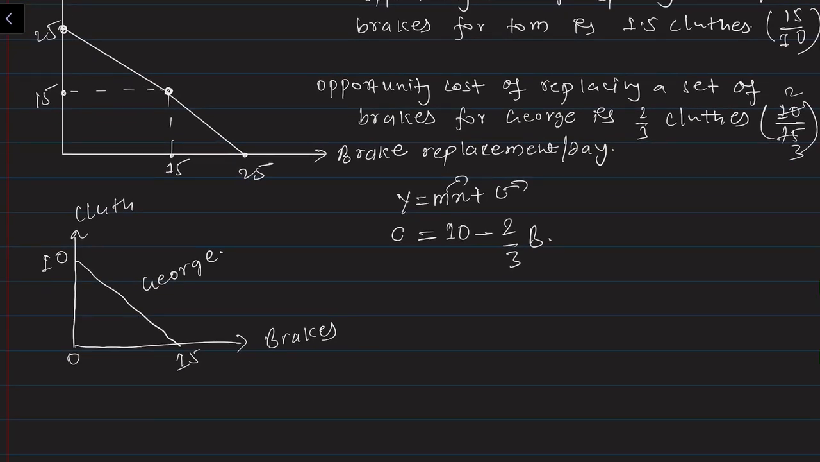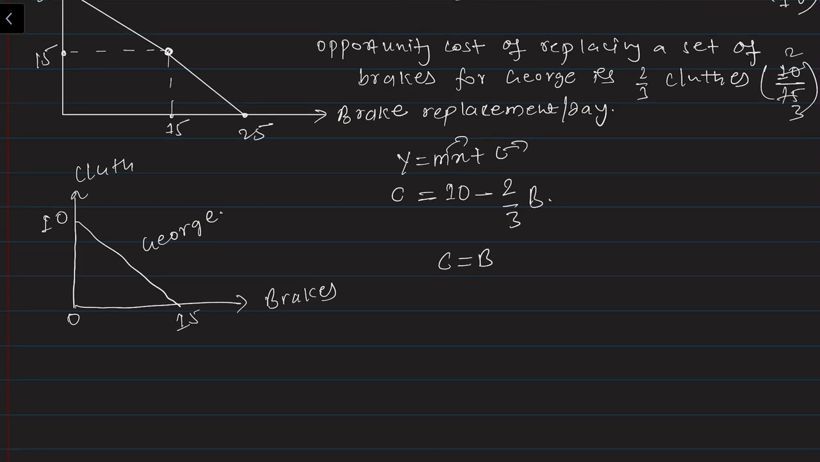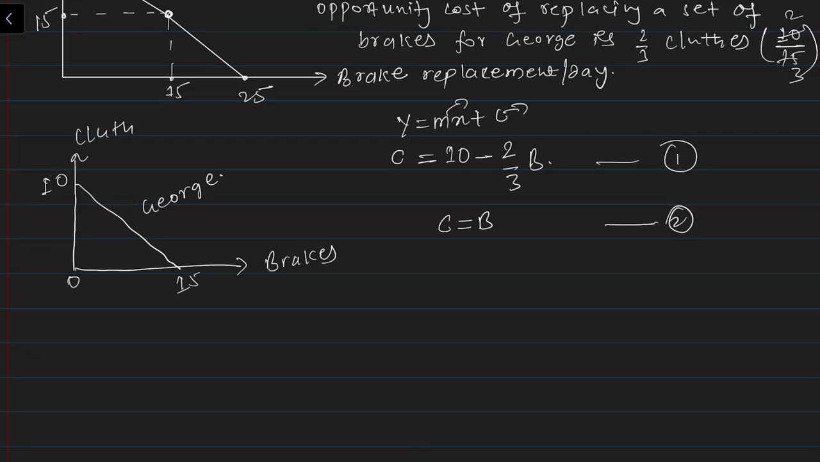Now since we are considering if George does not specialize, what is the amount of full services that George can do if he does not specialize? Full services means clutch replacement is equal to brake replacement, right? Now we have two equations, 1 and 2, so we can find out C and B, right? When we solve these two equations, we get C equals 6 and B equals 6. So the full service that he can do is 6 units.